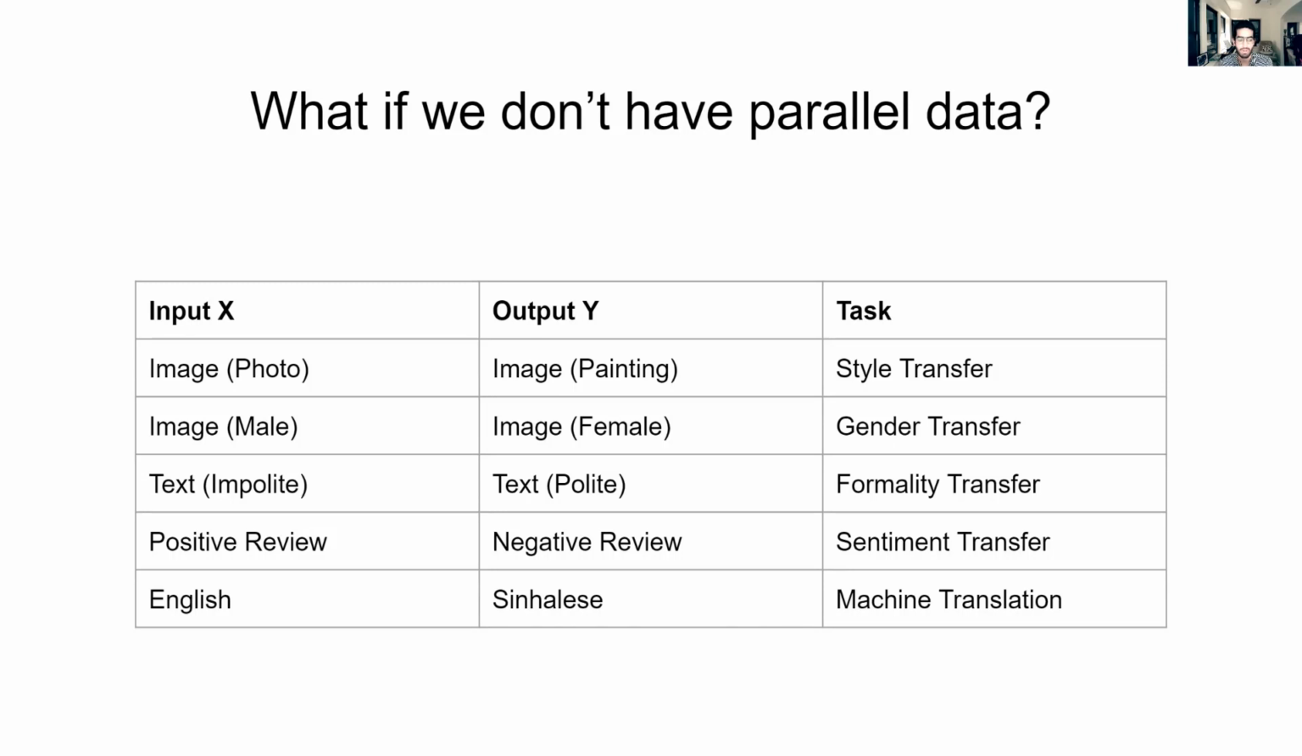Or, for example, if you have a text which is written in an impolite manner, you want to write it in a more polite manner, you have formality transfer or politeness transfer, rather. Or even for translation, if you want to translate, for example, English to Sinhalese, where you don't have much parallel data available or any parallel data available. So you have machine translation, but here without any parallel data to train the model.